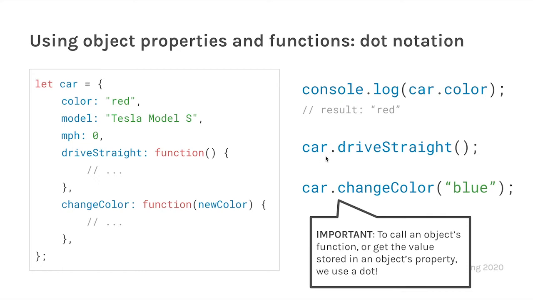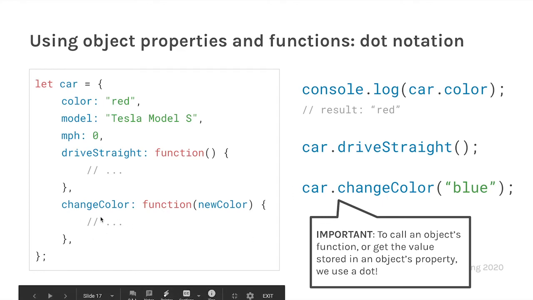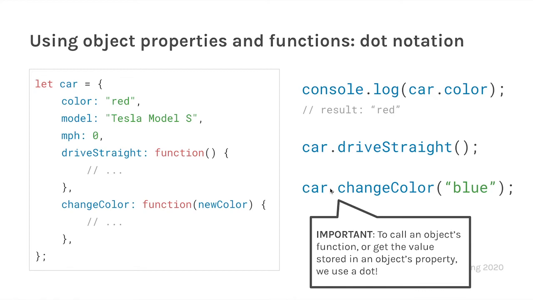So we say car.driveStraight, and it's like calling any other function, but we use the dot to access this when it's stored in an object like this. So, for example, if we want to do our change color, and maybe this will change the color of the car on the screen, then we do car.changeColor.